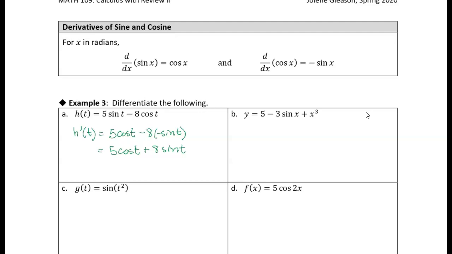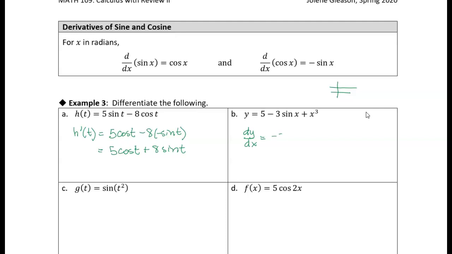All right, so here's another one. y is equal to 5 minus 3 sine x plus x cubed. Okay, so again, the derivative, I'm going to write dy dx this time. Now the derivative of a constant is always 0. Okay, so you can imagine if you graphed a constant, it's just a flat line, the slope is 0. So the derivative of a constant is 0.